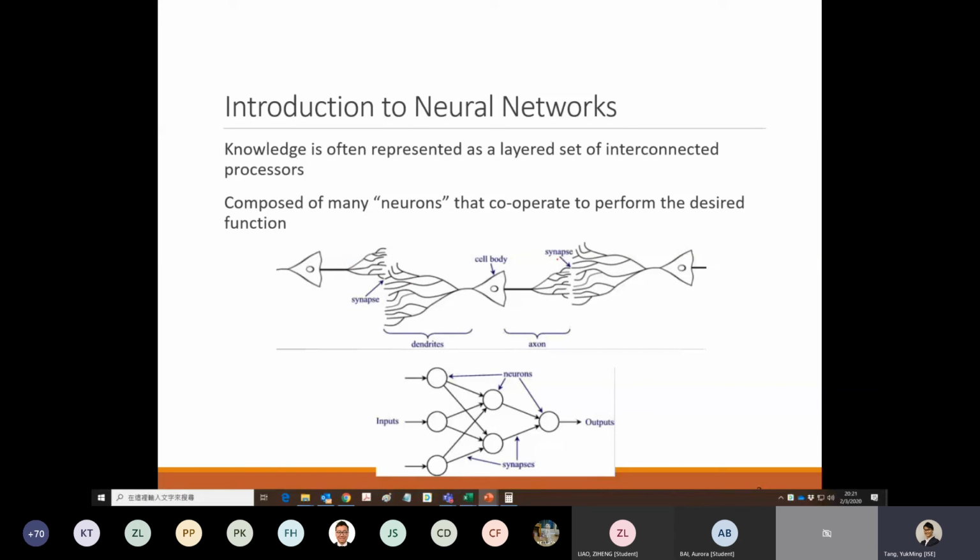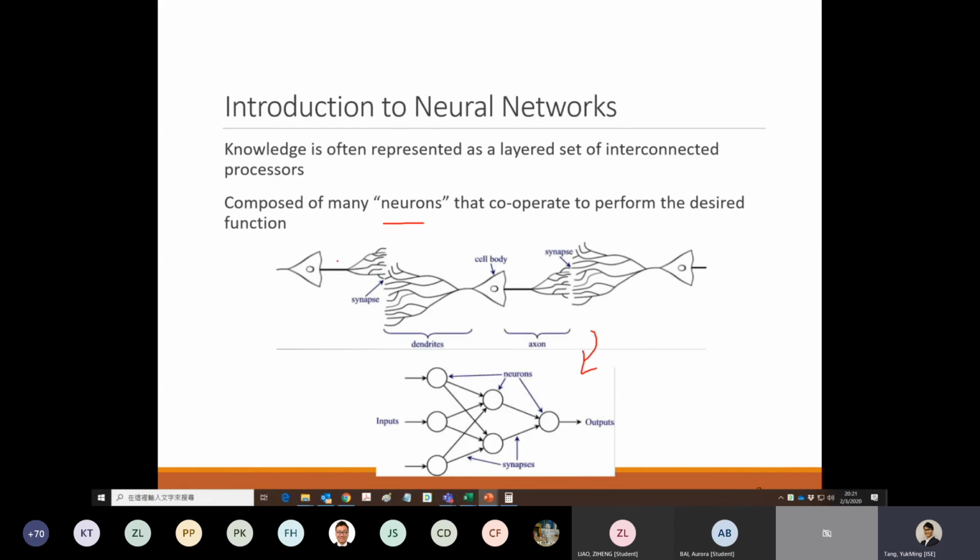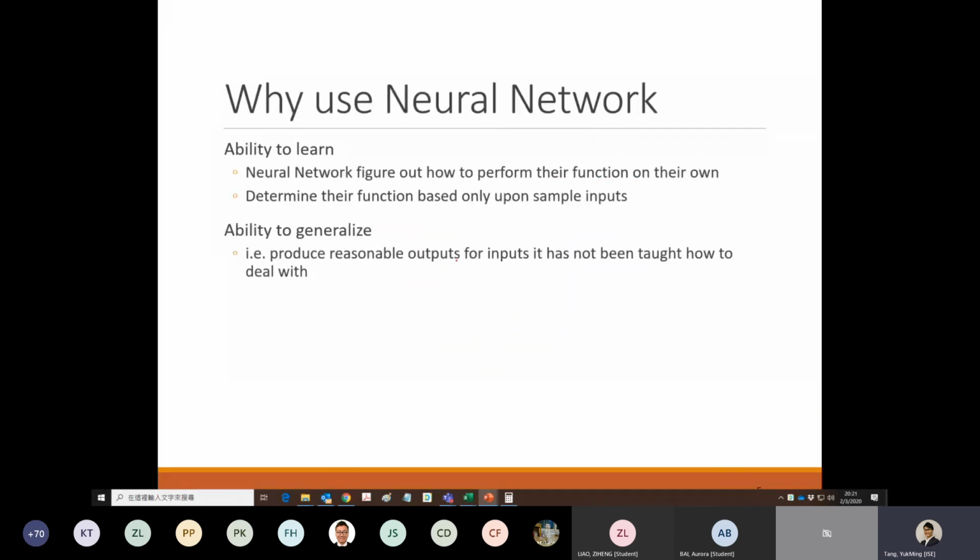So this is the structure of the human brain. Actually, the human brain is connected by neurons, just similar to the neural networks nowadays. You see that neural networks are interconnected to each other. We have some neurons, and then they are connected to each other.